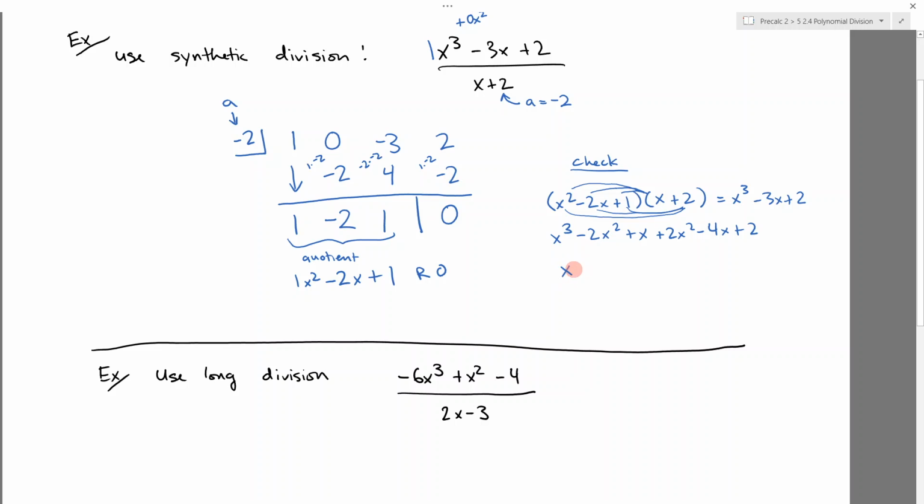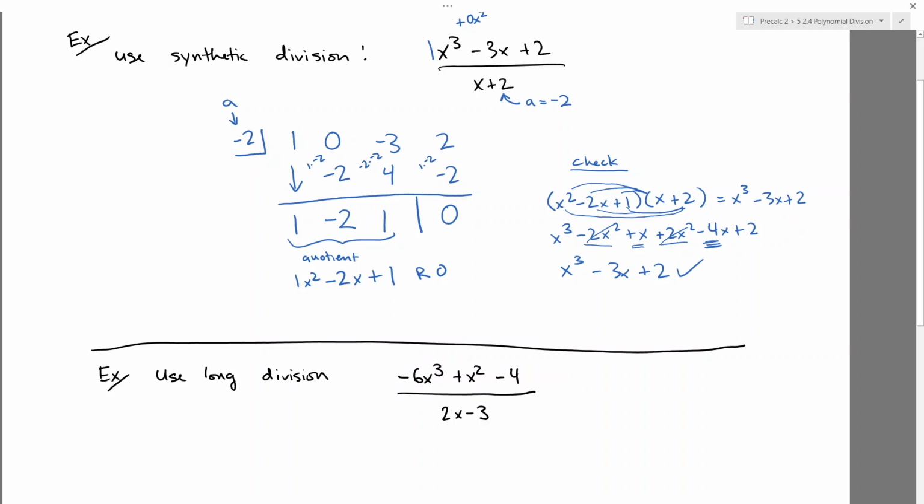And then what do we get? x cubed, minus 2x squared plus 2x squared, so that cancels. And then plus x minus 4x is minus 3x, and then plus 2 by itself. And we see that it's the same. Okay, so this works out.